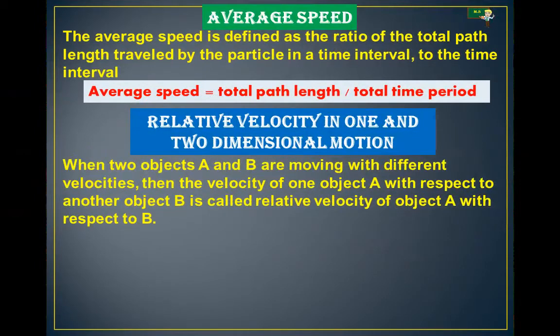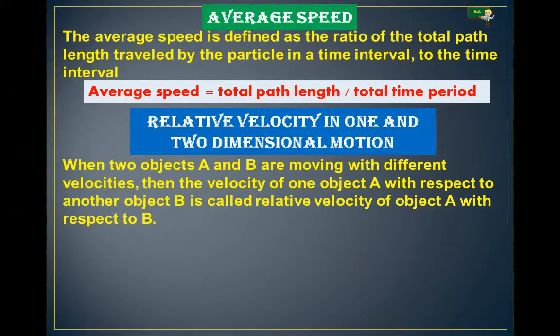Relative velocity in 1 and 2 dimensional motions. When two objects A and B are moving with different velocities, let me explain: two objects with different velocities. The velocity of one object A with respect to the other object B is called the relative velocity of object A with respect to B.